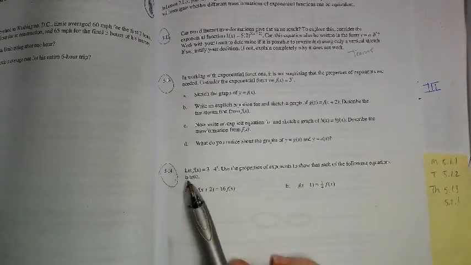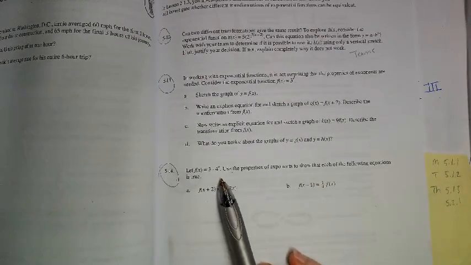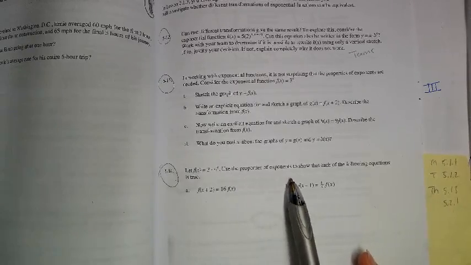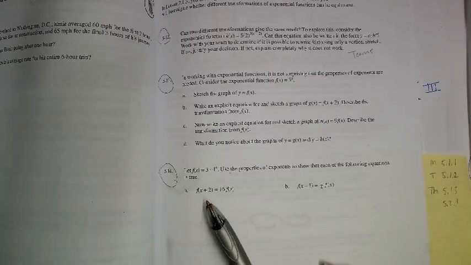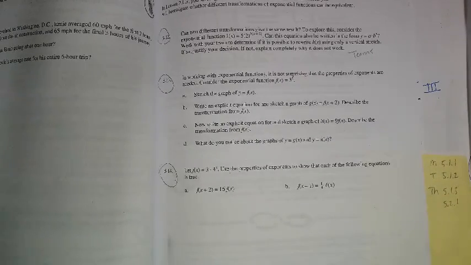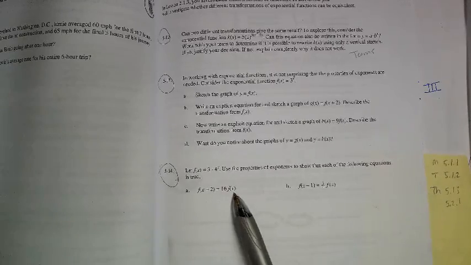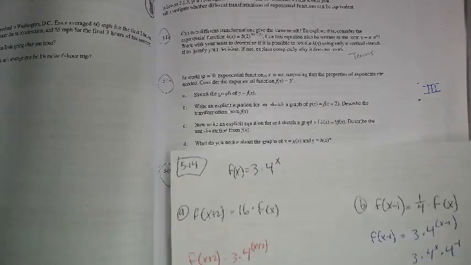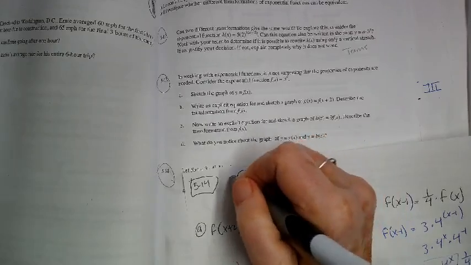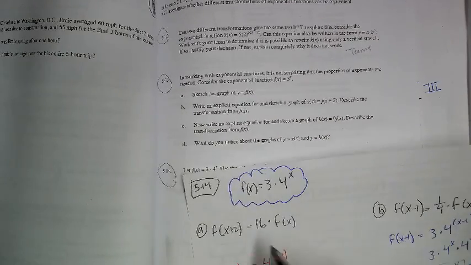Now on to 5-14. It says, let f of x equals 3 times 4 to the x. Use properties of exponents to show that each of the following equations is true. So they're saying f of x plus 2 equals 16 times f of x. And f of x is 3 times 4 to the x. So this right here is f of x for both of these problems.